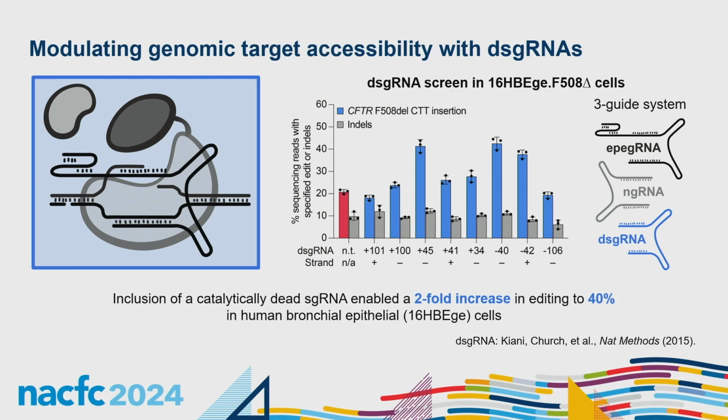This is a guide RNA that is truncated at its 5' end and is capable of binding to, but not cutting, a site of interest adjacent to the site of our therapeutic edit. The dsgRNA seemed to improve editing by about twofold. Here, this is in 16HBE cells relative to the use of no dsgRNA. So that was really nice to see as well, and we incorporated the dsgRNA into future formulations of our editing strategy.